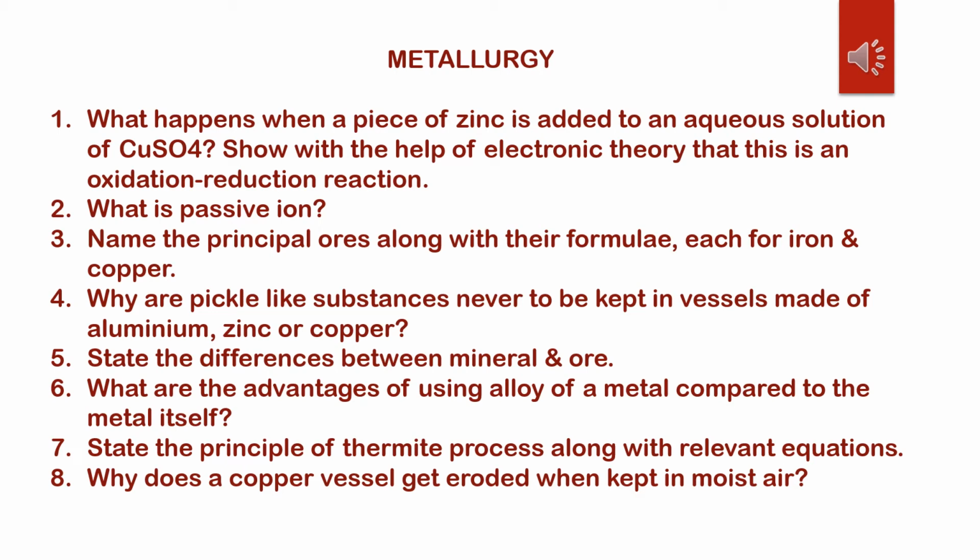Next question, why are pickle-like substances never to be kept in vessels made of aluminium, zinc or copper? Answer, acidic organic substances like fruits and food materials should not be stored in galvanized utensils because zinc may get dissolved in the food material and cause metal poisoning. During cooking, acidic foods in aluminium utensils create dissolved aluminium compounds which are harmful for health. Acidic foods and chocolates packed in aluminium foil may cause poisoning.